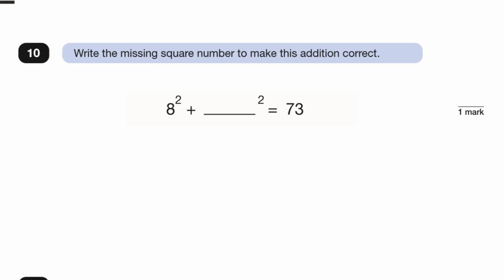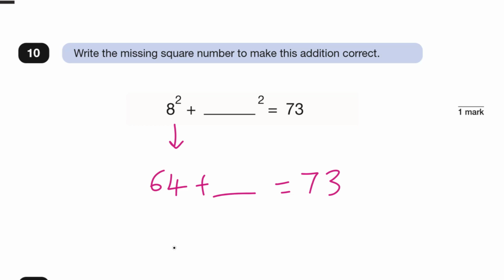Question 10. Write the missing square number to make this addition correct. Now, this question did cause a bit of controversy in the press because of the way it's worded. I'll talk you through how to solve it and then you will understand why. So first of all, we've got 8 squared plus something squared equals 73. Now, if you were doing BODMAS maths, we would always solve square numbers first. So first of all, let's just write down what 8 squared is. Well, 8 squared is 64. So we know that it's going to be 64 plus something equals 73.